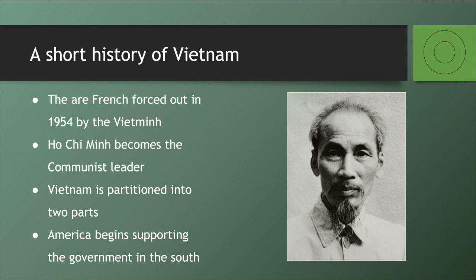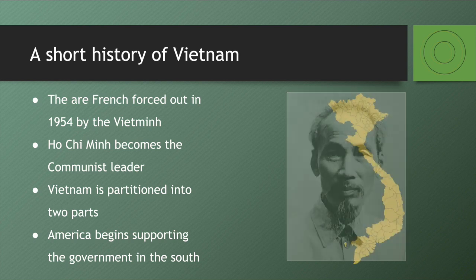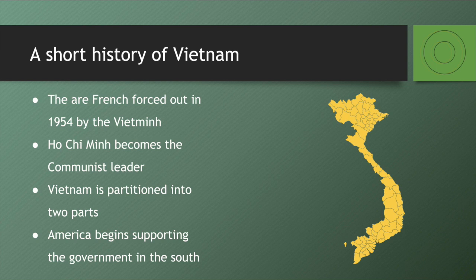Vietnam, at this time, was partitioned into two parts: a northern part, controlled by the Communists, and a southern part, which was controlled by a democratic leadership. Now, if this sounds somewhat familiar, keep in mind that this is essentially the same storyline that we learned about in Korea: a temporary partition that divided an ethnic nation into two areas, and this division was made solely for the ideology of the type of government they have.